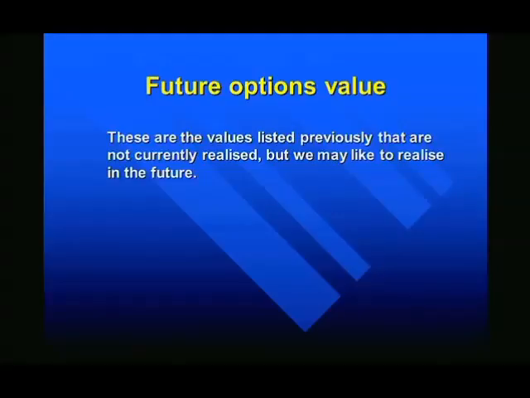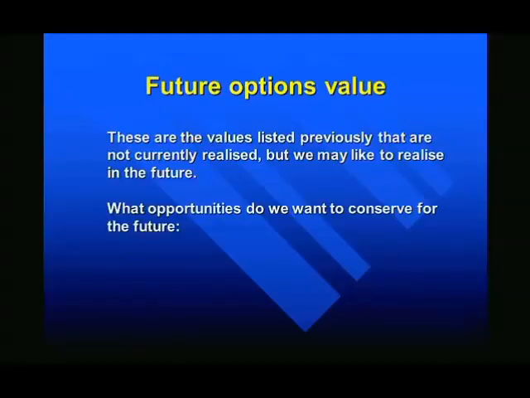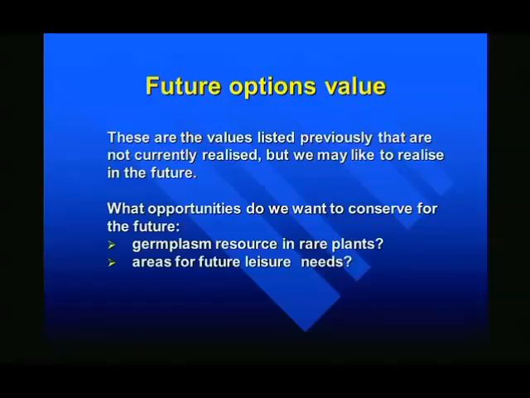It's an important component of what people want to rate us on in terms of importance. The sorts of things, for example, are a germplasm resource in rare plants, or areas for future leisure needs. I know in the eastern wheatbelt there's the Dragon Rocks Nature Reserve, 32,000 hectares. It is a nature reserve, effectively there strictly for conservation, biodiversity and ethic values at this stage. But I've got no doubt that, unless something dramatically changes, in 10, 15, 20 years' time that will become a major resource for other values, a future option.